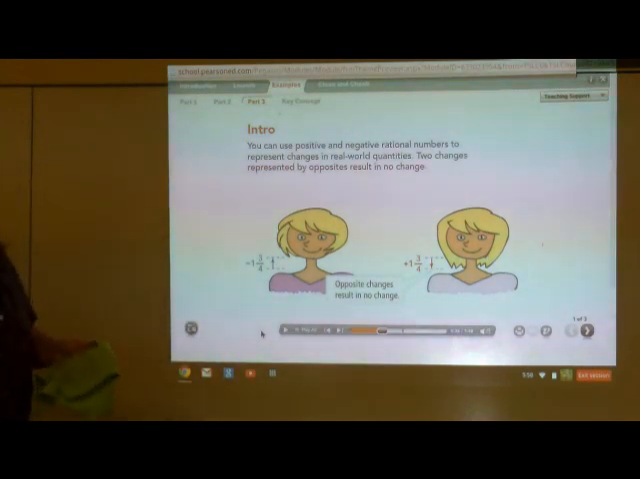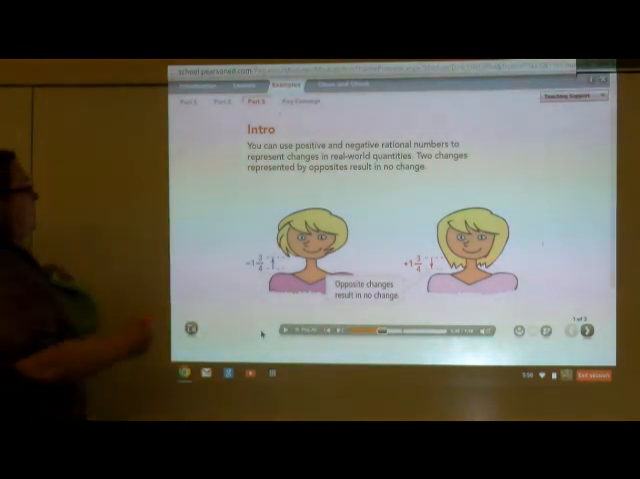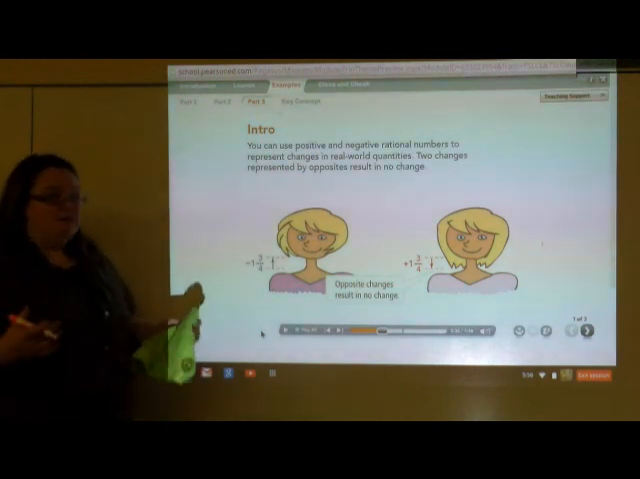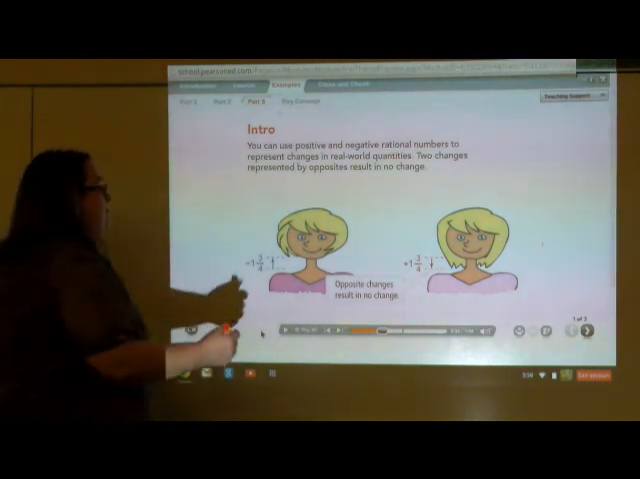Let me show you another way. Well, they should say they zeroed each other. And it's called the zero property of integers, technically.